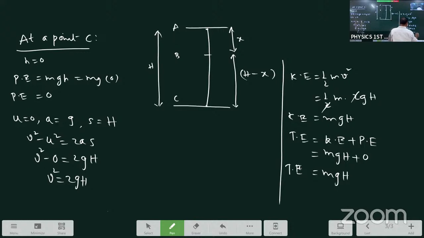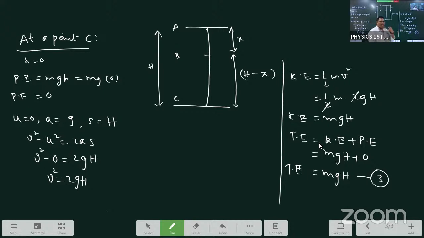Okay, this is the third equation. I repeat, total energy is kinetic energy plus potential energy. Kinetic energy is mgh. Potential energy here is 0. So the total will be mgh only.